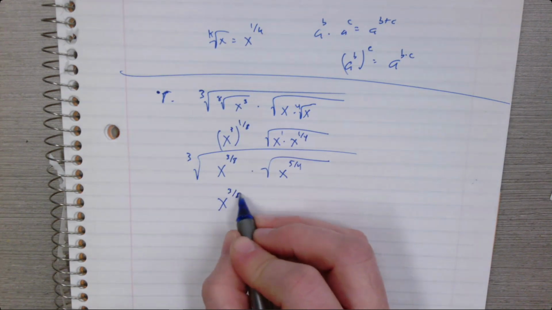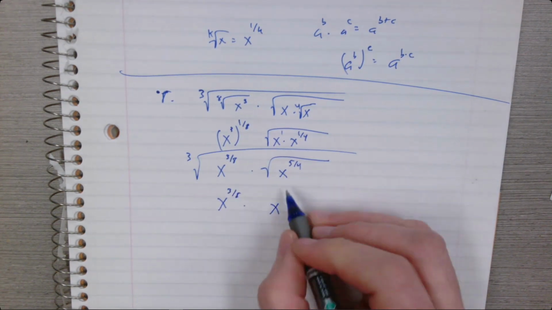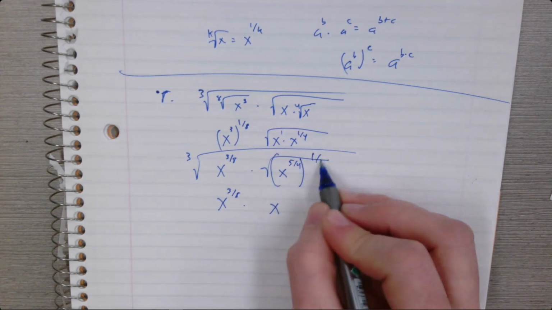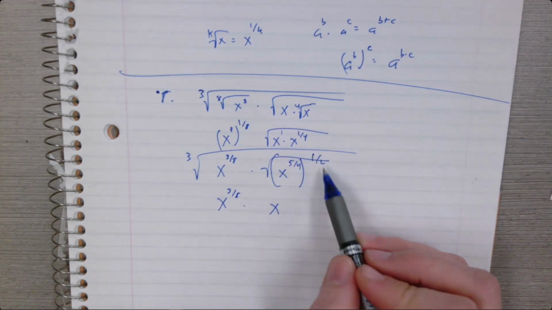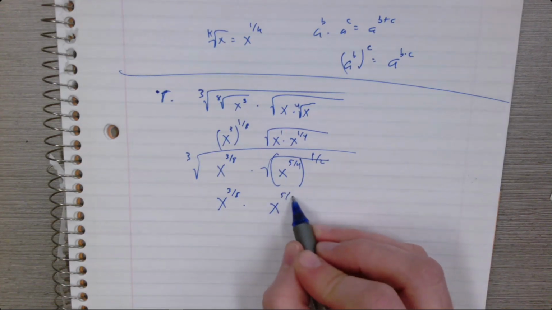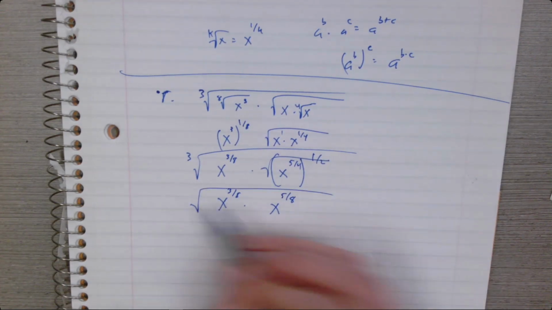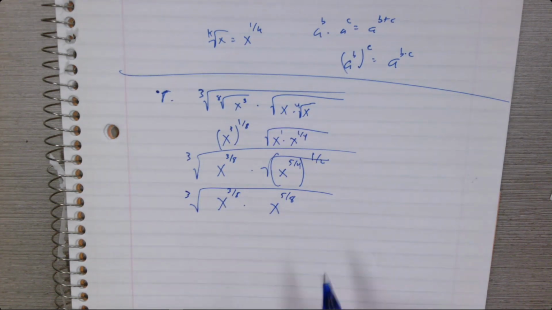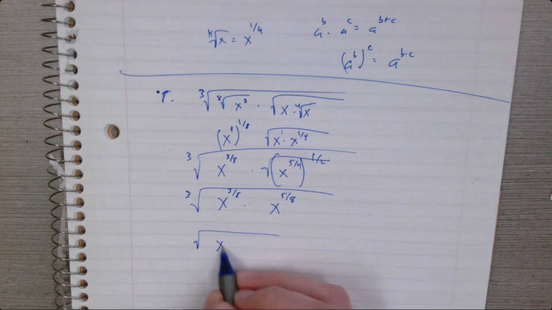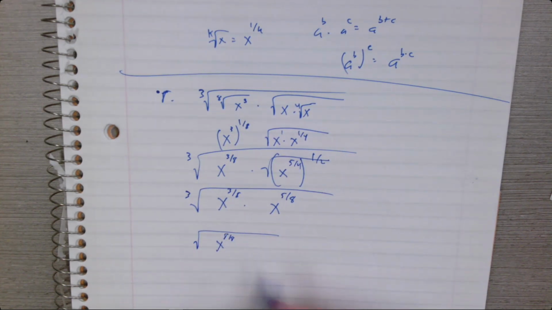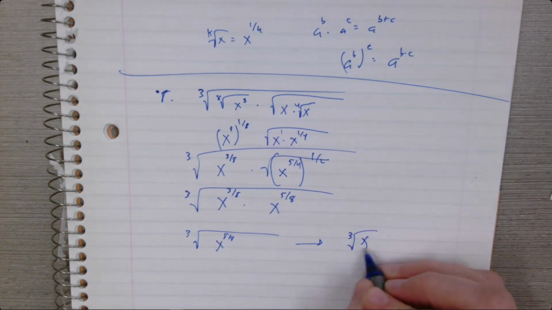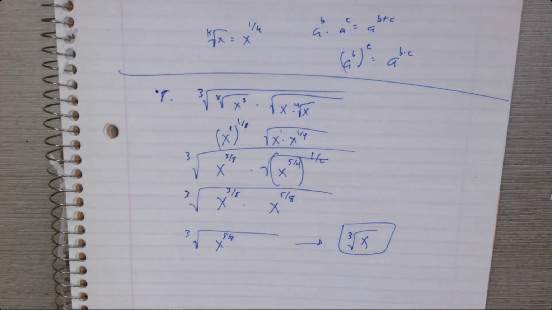So here I've got x to the 3/8 times x to the 5/4. Let's rewrite this as to the power of 1/2. So 5/4 times 1/2 gives me 5/8. Oh, this is working out very nicely. So 3/8 plus 5/8 is going to give me 8/8, which is just x. And so really all of this is just the same as cube root x. Okay, and that's the end of those ones.